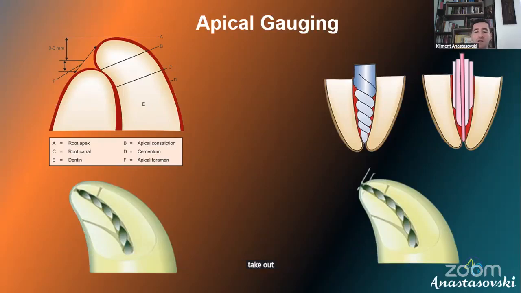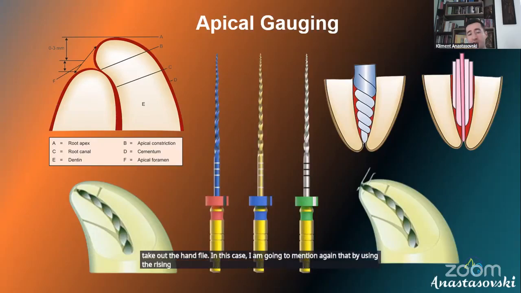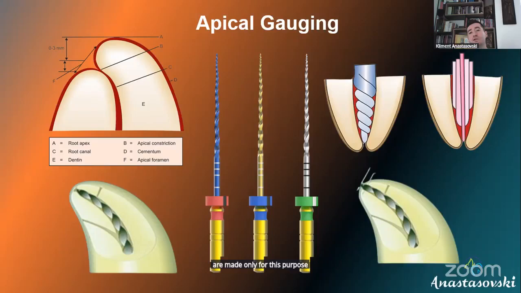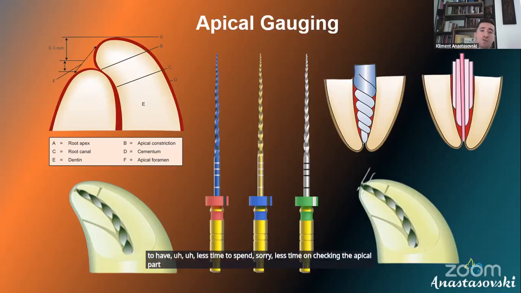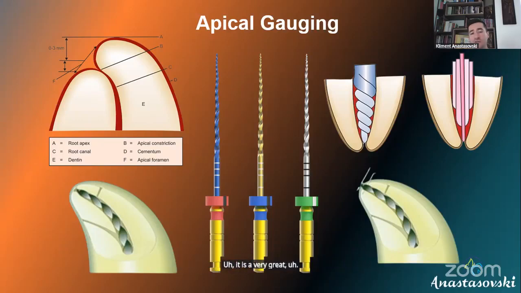In this case, I am going to mention again that using the Rising file system is very advantageous for us, because while shaping the root canals with the Rising file system, we are also making an apical plug because of their unique and special apical design made only for this purpose, which will benefit us to spend less time checking the apical part, or using the apical gauging technique with hand files.